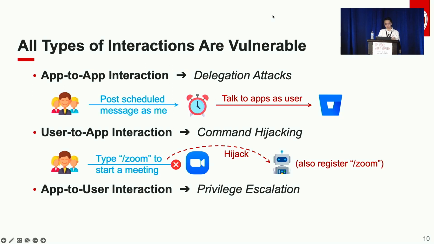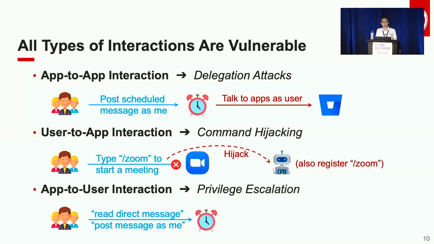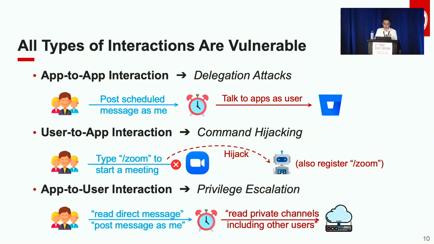And finally, for app-to-user interaction, we find a case for privilege escalation. And in this case, if an app can read direct messages and post messages as a user, they can actually leverage these two permissions to also read all private channels, including other users'.